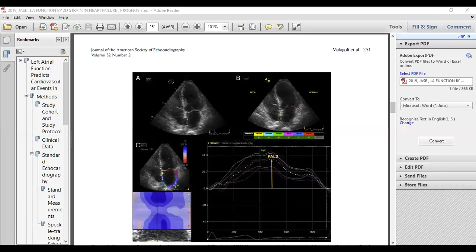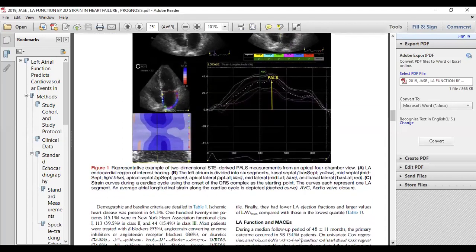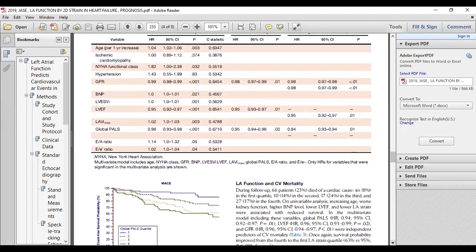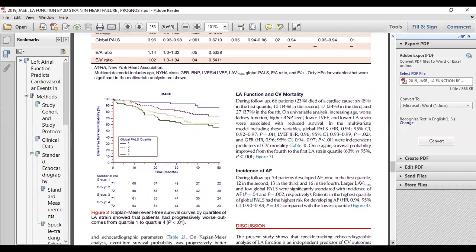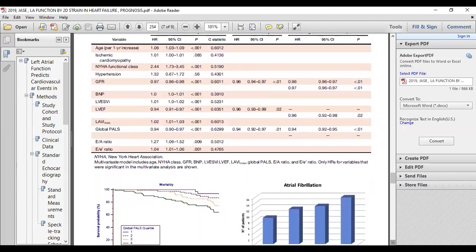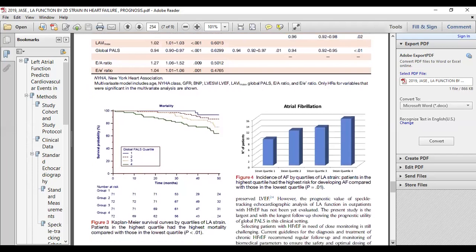Yes, sir. So what we do is, as we trace the LV cavity, we trace the same LA cavity also. And it gives you an LA strain in this subset of population, and that lets you divide them into grade 1, grade 2, grade 3, grade 4. So here is the grade 1, 2, 3, 4 of LA strain, or group 1, 2, 3, 4 of LA strains. And based on this group 1, 2, 3, 4 of LA strain, we classify them as cumulative mortality and morbidities.